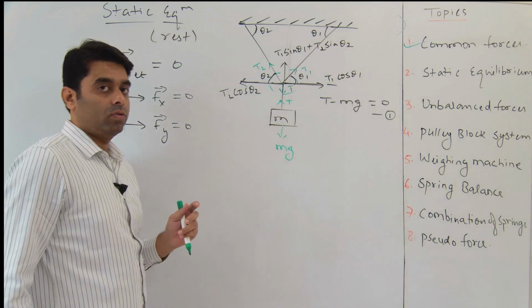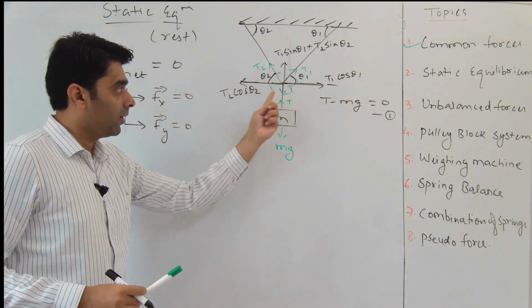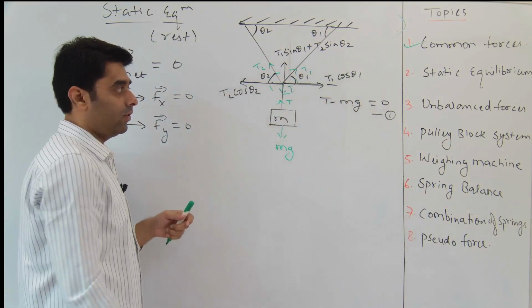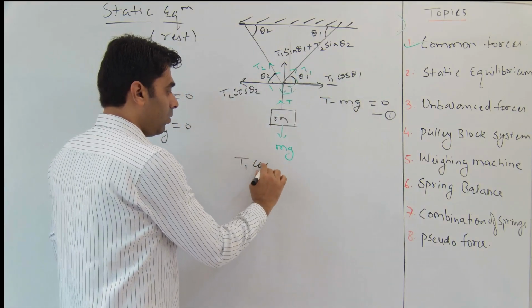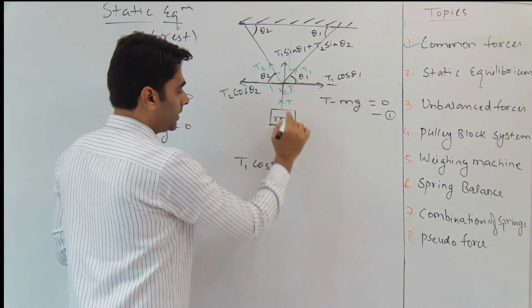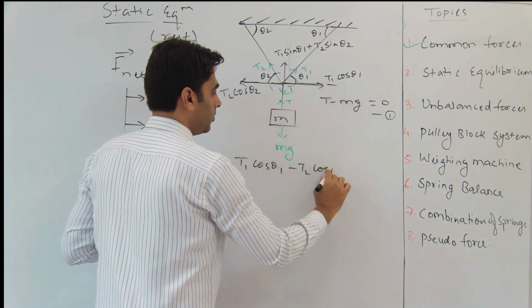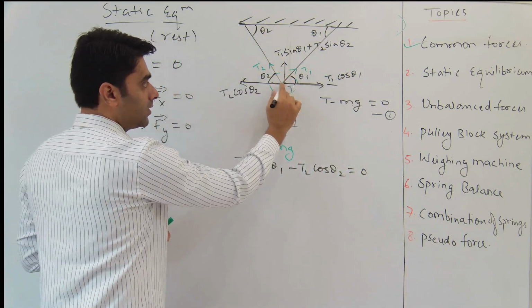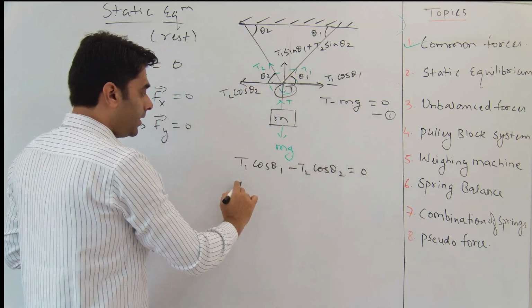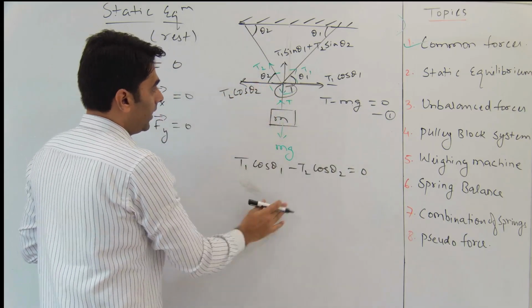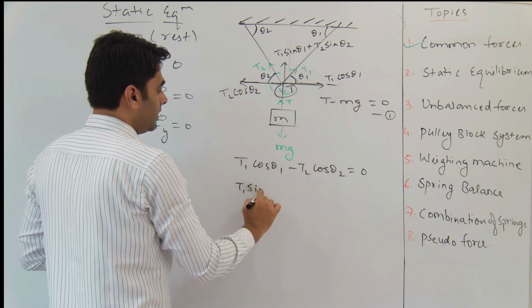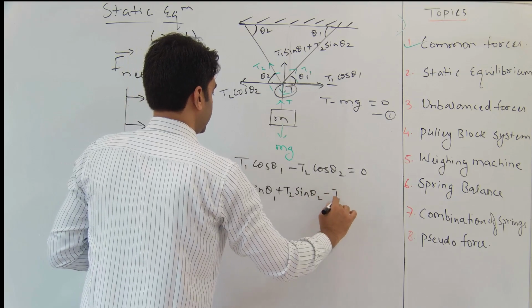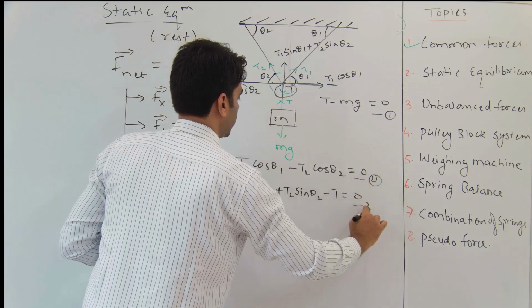Right? Once we have resolved the forces in X and Y, now let us apply F net equals 0 in X and Y separately. In the X direction, what can we write for this? We can write down T1 cos theta1 minus T2 cos theta2 equals 0. In the Y direction, we can write the downward force T, this T over here which is acting downward, so we will write T1 sin theta1 plus T2 sin theta2 minus T equals 0. Equation number 2, equation number 3, right?